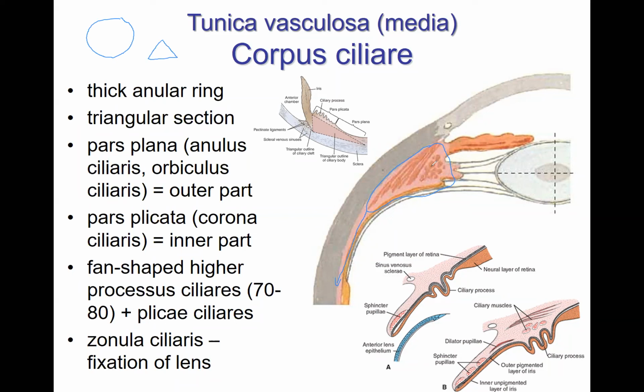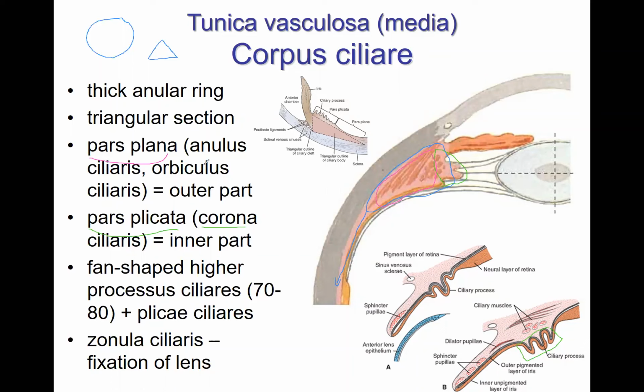So it's a ring of a triangular shape on section, and it consists of two parts. One part is this one, and this we call pars plicata, folded part, or corona, as it looks. Yeah, you can look here. It looks like a crown of a king, maybe a bit. And the other part, this one, which is the lateral and dorsal part, is called pars plana, plane.